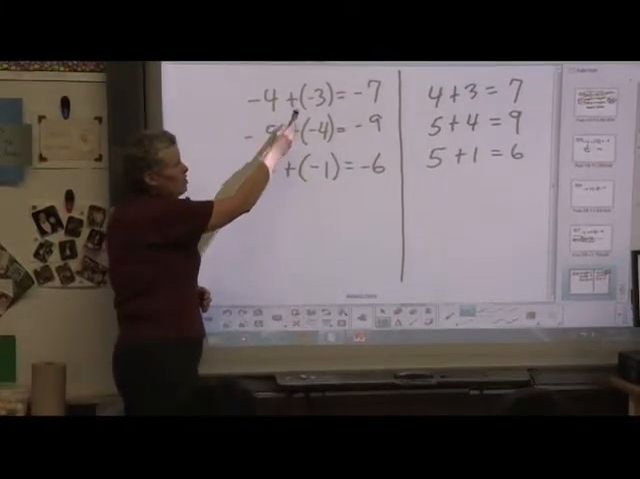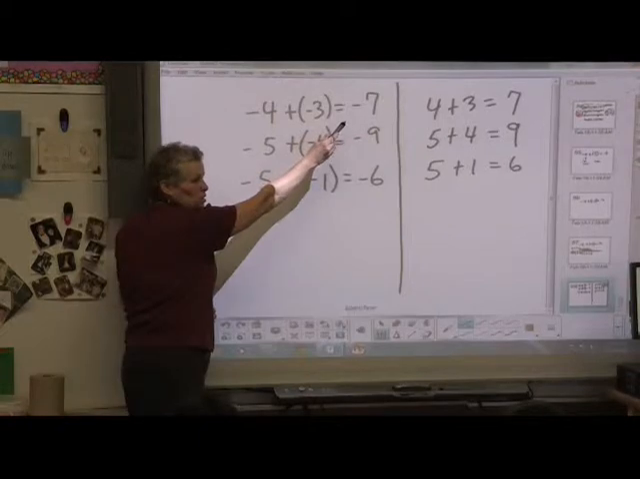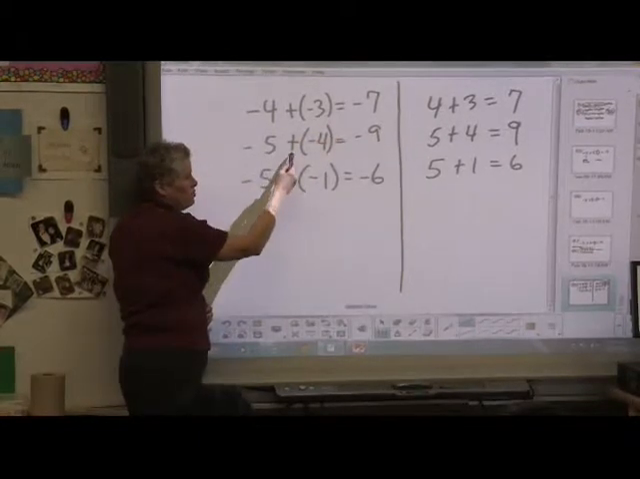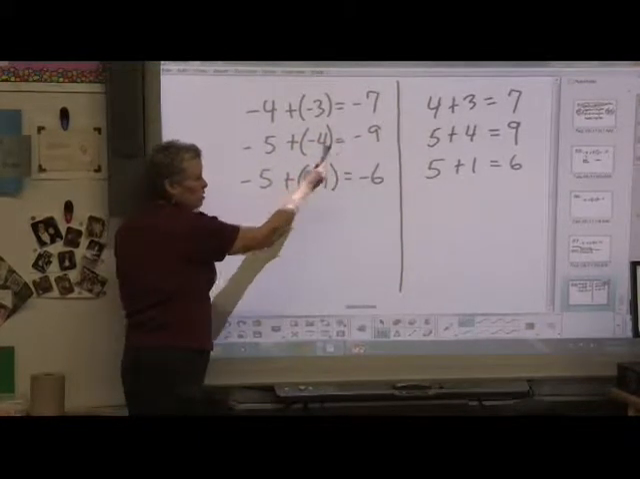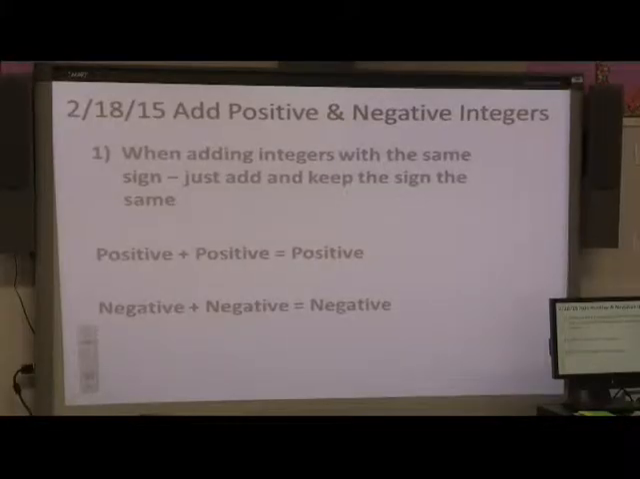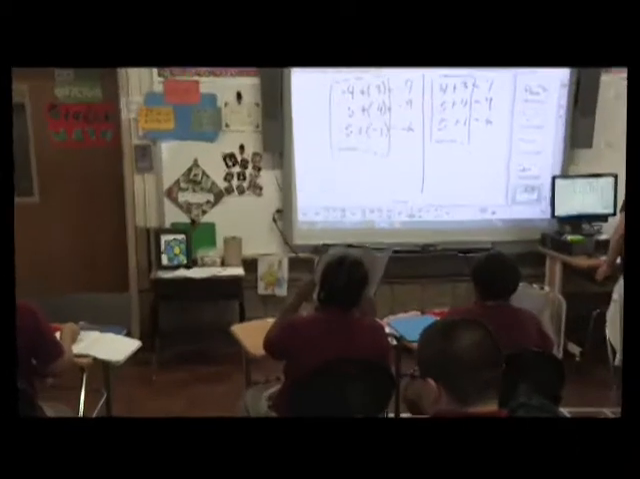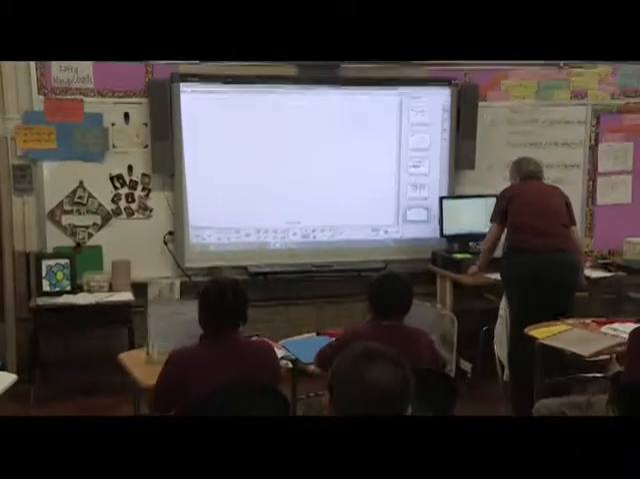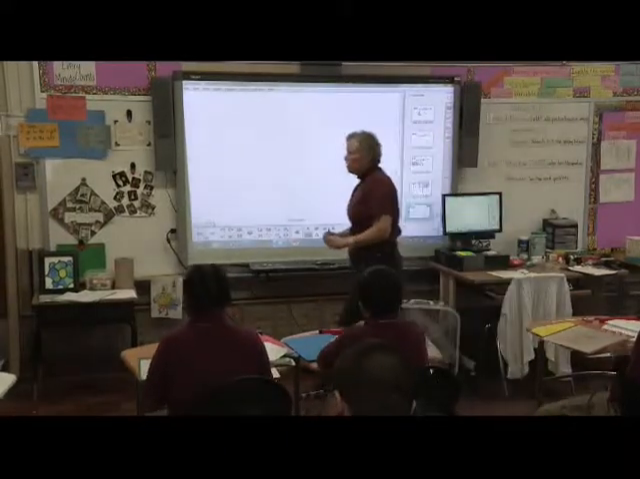This is a negative plus a negative equals a negative. So when you're adding integers with the same sign, just add and keep the sign the same. So positive plus positive equals positive. Negative plus negative equals negative. Okay, so now we're going to work where one is positive and one is negative.